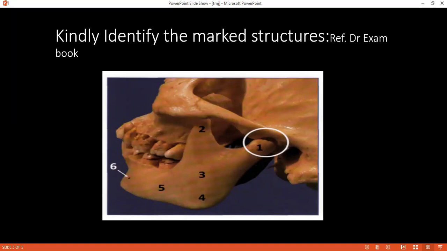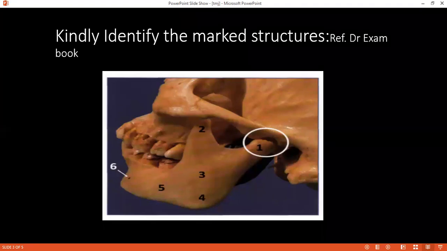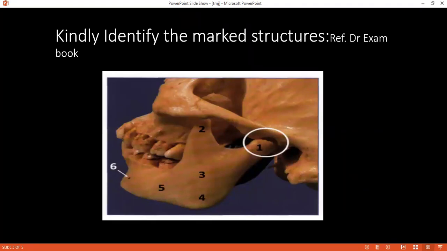Yes, ma'am. The temporomandibular joint is strengthened by three ligaments: lateral, sphenomandibular, and stylomandibular. Okay. And in which condition does this joint become weakened? Osteomyelitis of the joint, ma'am. I'm not sure. Sorry, I'll come back to this later.